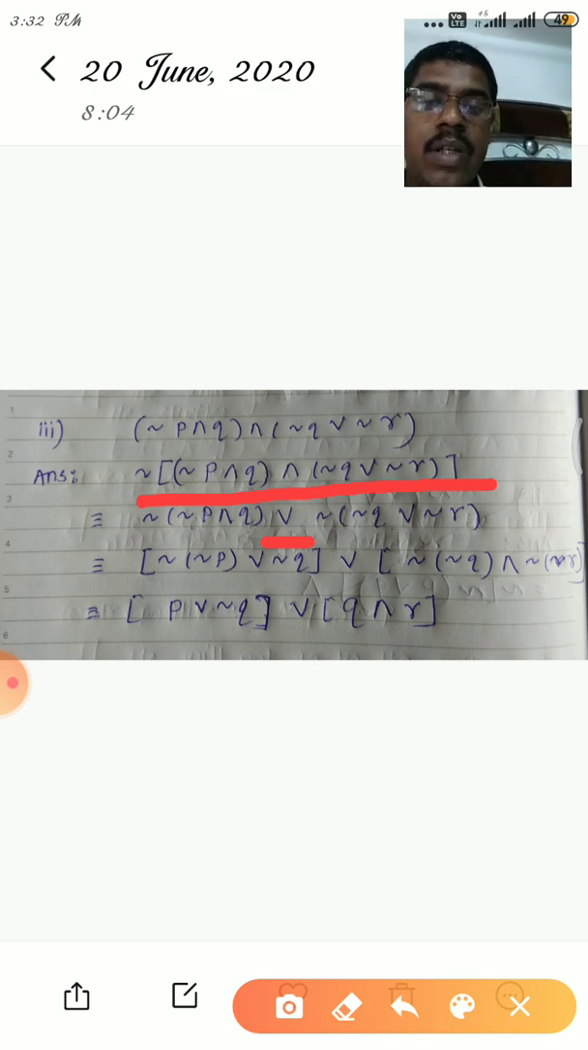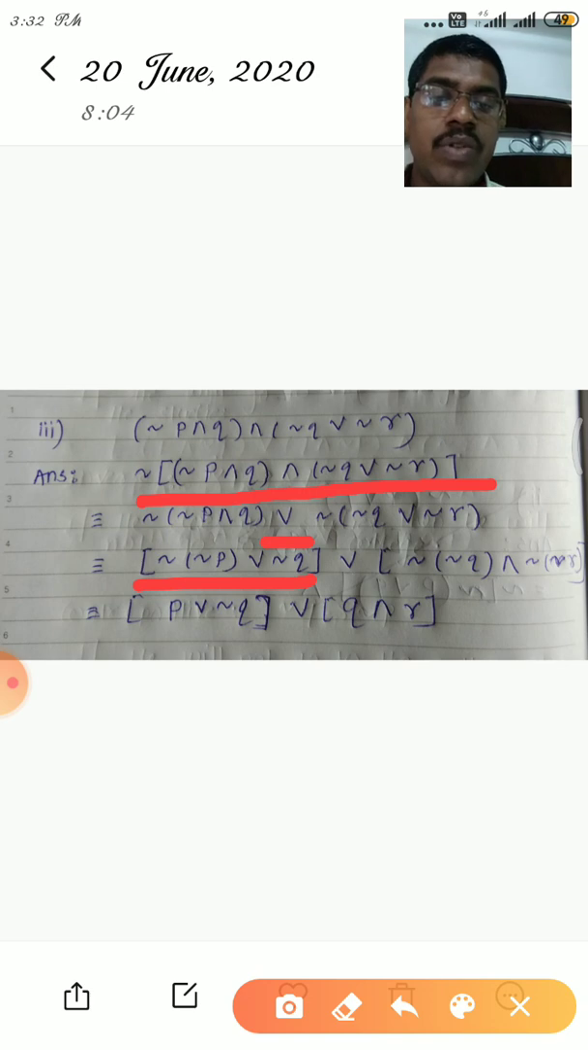Then we apply the negation again into the bracket: negation of negation P, converting this AND into OR, negation Q. That means this is negation of disjunction, or it is De Morgan's law. Then for negation of negation Q, multiplying the negation in the bracket, this OR converts into AND, negation of negation R. That means this is a negation of disjunction, that is also De Morgan's law.